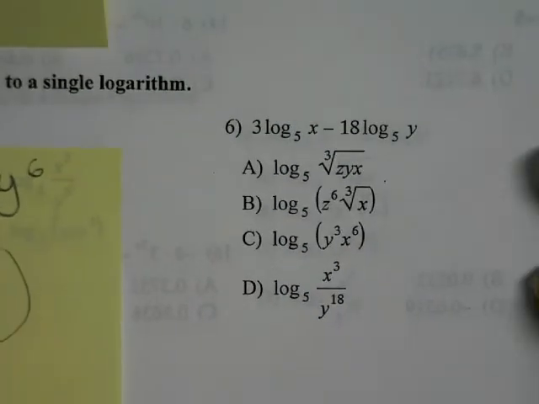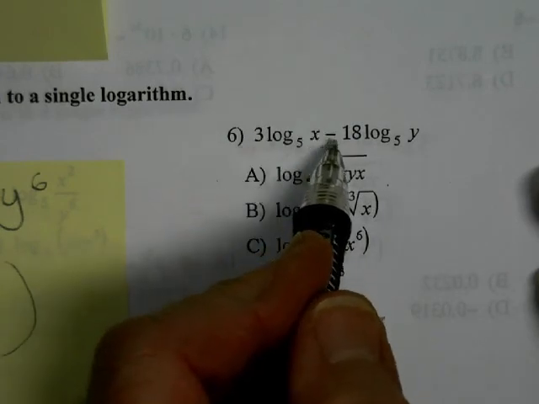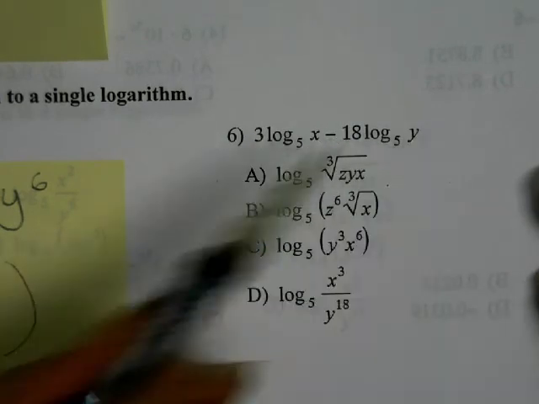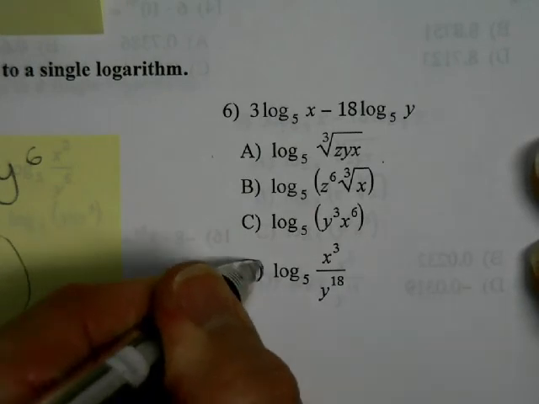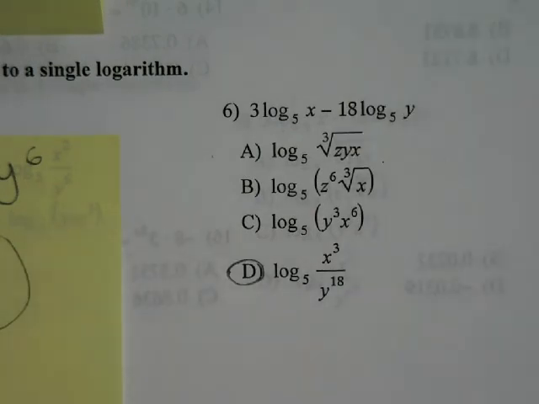Okay, you see where you're going? This is x to the 3rd over y to the 18th, and you can obviously tell from your choices that means subtract. So if you know the rules, you can play this game, right?